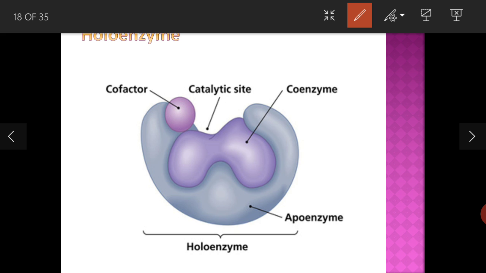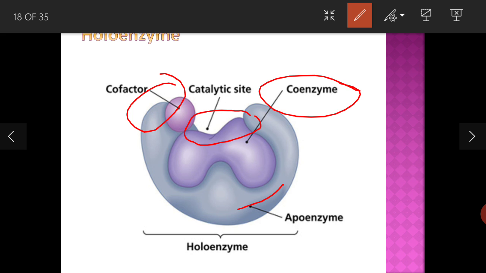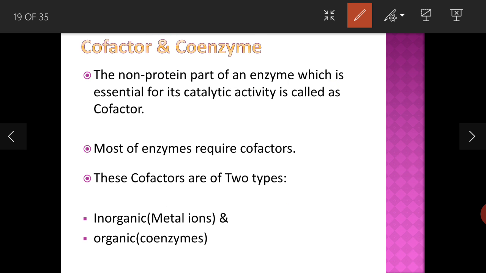Here you can see the apoenzyme, which is a protein part in grayish color. And the cofactor here, and one of the coenzymes, and here it is a catalytic site or active site. When the apoenzyme is combined with its cofactor or coenzyme, then it will be active. That is named as holoenzyme. Coming to the cofactor and coenzyme, the non-protein part of an enzyme which is essential for the catalytic activity of your enzyme is named as cofactor. Most of the enzymes require cofactors for their catalytic activity.